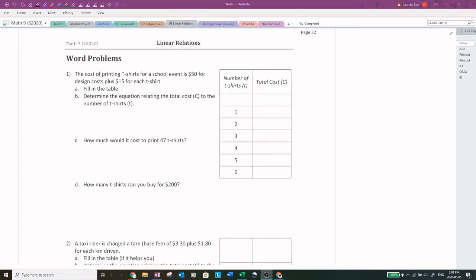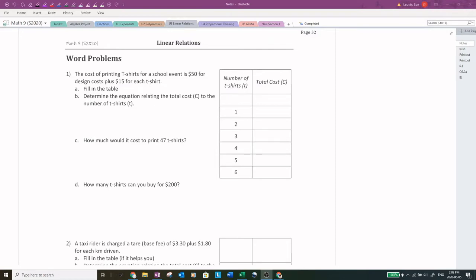Okay, I'm going to do the last part of lesson 3.4, which is word problems. So I'm just going to work through one example of a word problem so that you have some ideas on where to start. Okay, so question 1 says the cost of printing t-shirts for a school event is $50 for design costs plus $15 for each t-shirt.